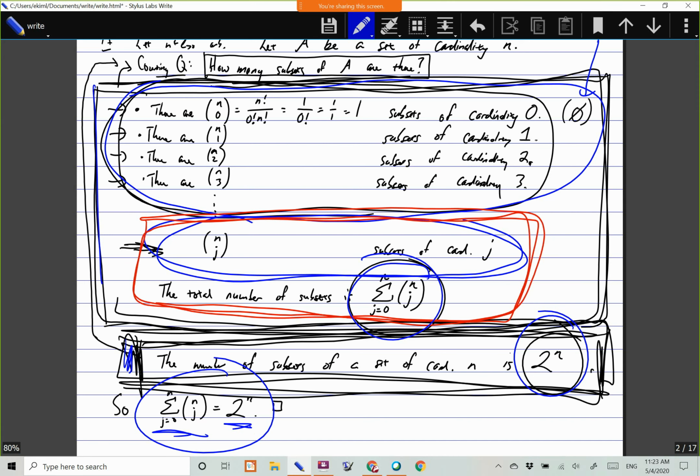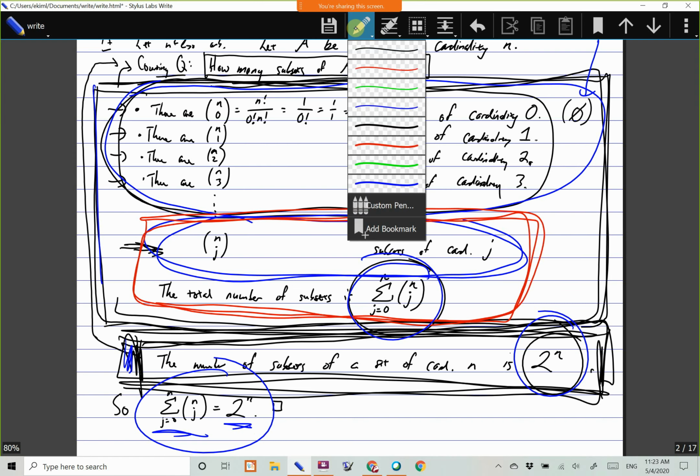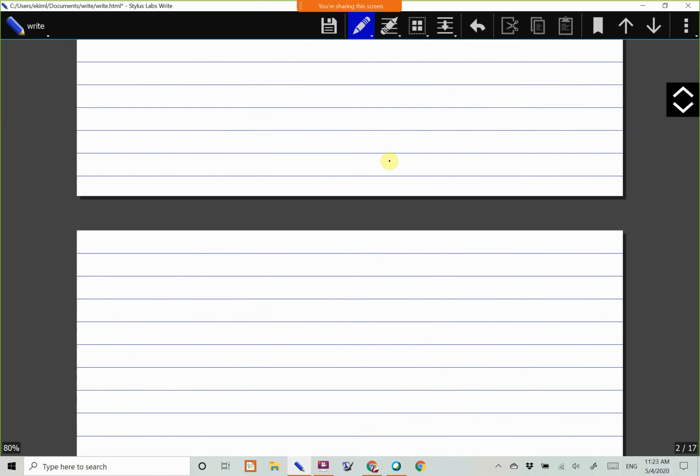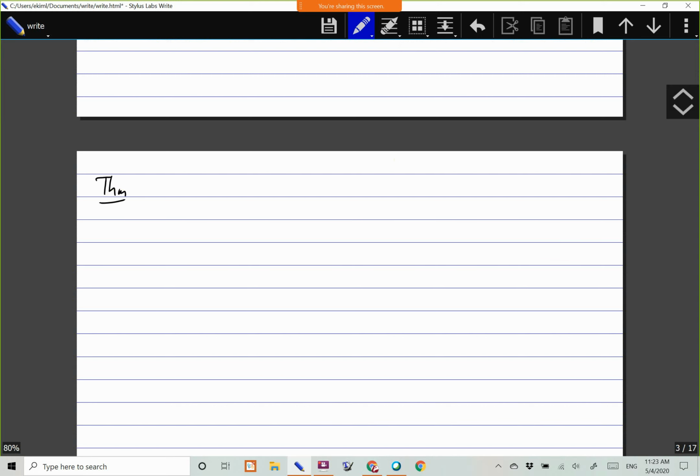Neat questions. What else do we have? Is it time for another example? I'll start another example, but if I see a question pop up, I'll answer it. Theorem. This one's called Pascal's Identity. Let n greater than or equal to k be positive integers. Oh my goodness, there's repeats in my notes. Then the binomial coefficient n plus 1 choose k is equal to n choose k minus 1 plus n choose k.